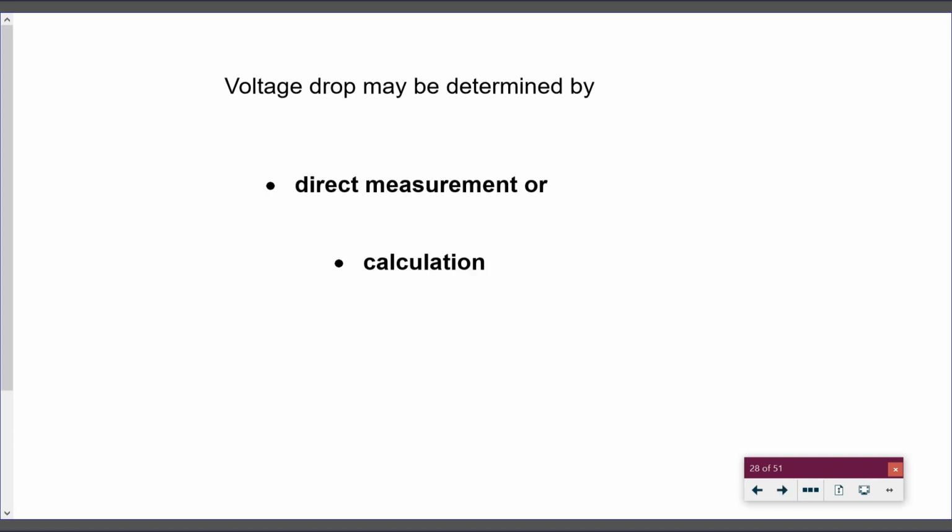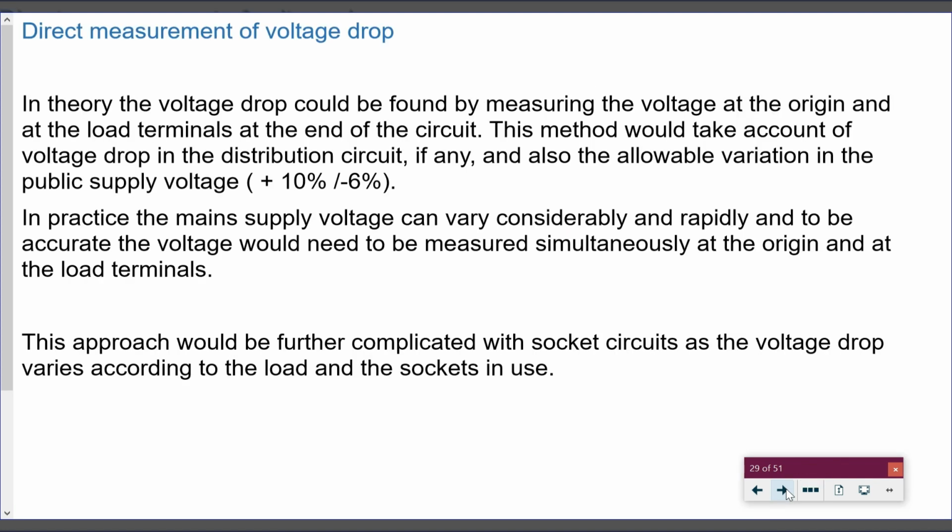So voltage drop itself, how can we determine voltage drop? Well, we can either do it by direct measurement or by calculation. If we're looking down the direct measurement route, we need to carry out simultaneous measurements at the origin of the supply and at the load terminals of the circuit. Okay, direct measurement takes into account the voltage drop in distribution circuits and any allowable variations in the public supply. Remember, we've got that plus 10%, minus 6%.